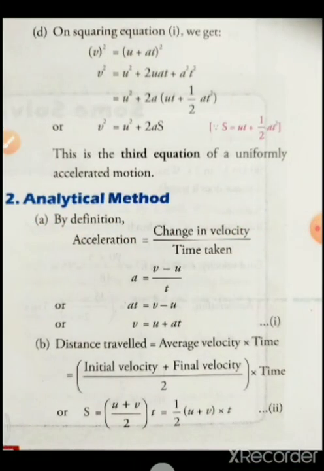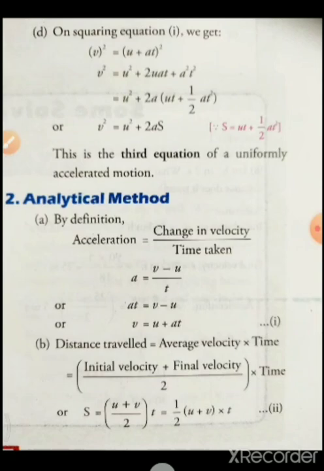Equations of uniformly accelerated motion. For linear or uniformly accelerated motion, there are simple equations which represent the relations between velocity, time, displacement and accelerations. Suppose a body moving in a straight line has initial velocity u, final velocity v, acceleration a, time elapsed t, and distance covered in time t is equal to s. You must keep it in your mind. These all are the symbols for each and every mentioned thing.